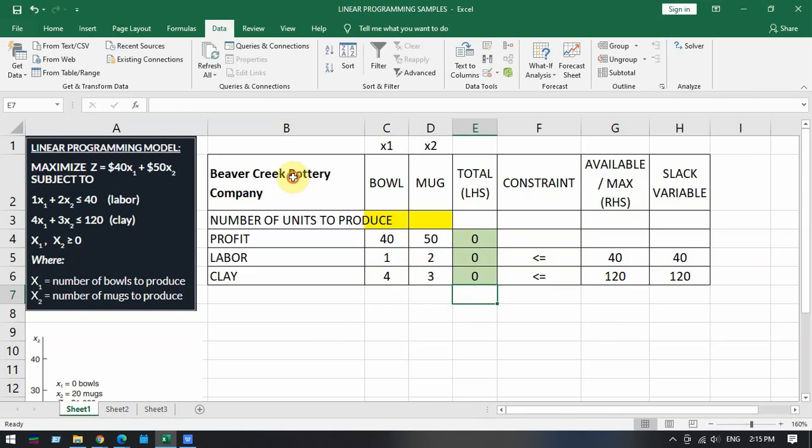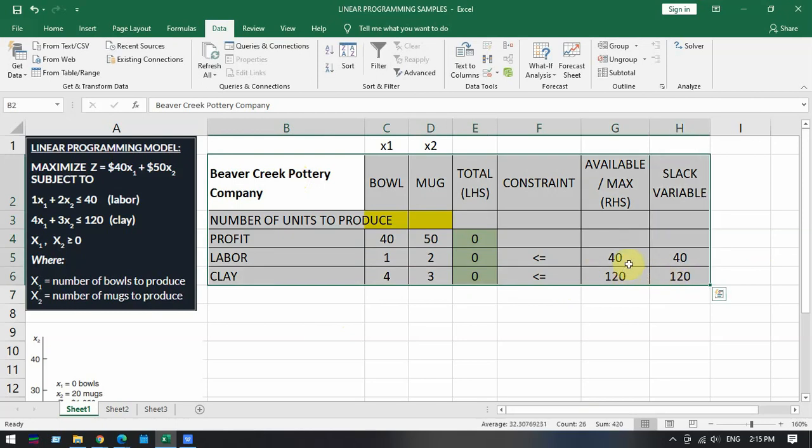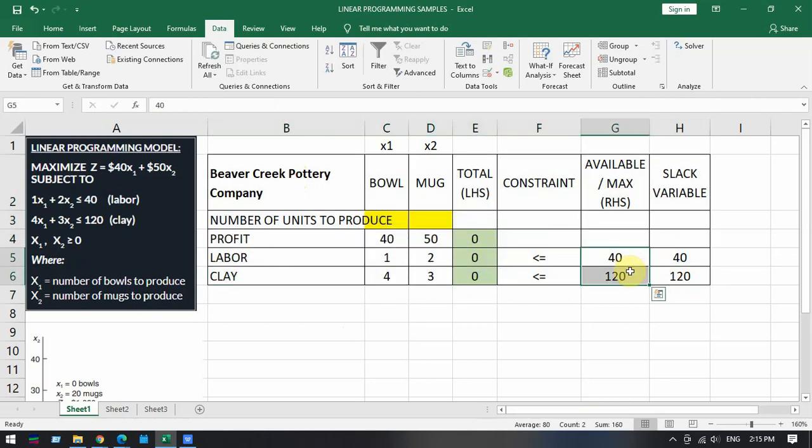So now we have already set this. By the way, we have here the right-hand side. That is, of course, our right-hand side of the equation, which is 40 and 120 for our constraints. And then for the slack variable, we learned that this is the difference of our total available resources and total used resources. So this is available resources minus our total used resources, our right-hand side minus our left-hand side. So it's still 40 and 120 respectively because we still don't use any resources here. It's still 0 here. So that's why it's equal to 40 and 120 here. So this is it.